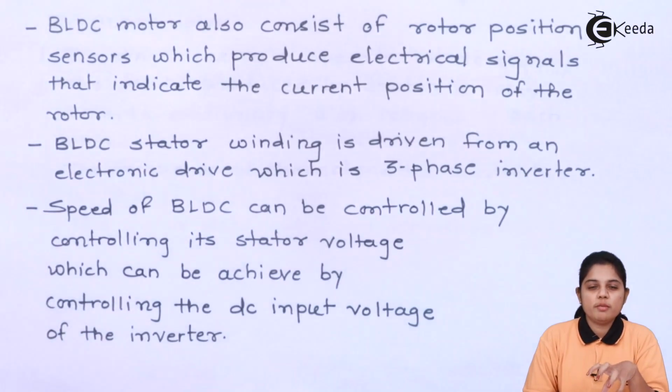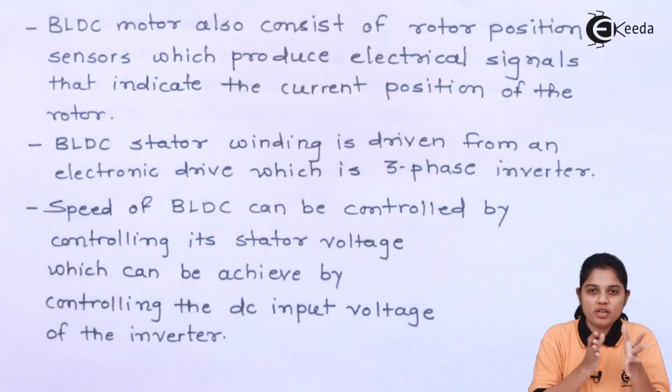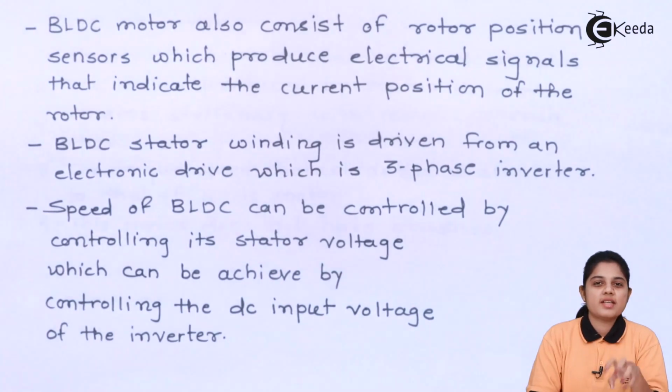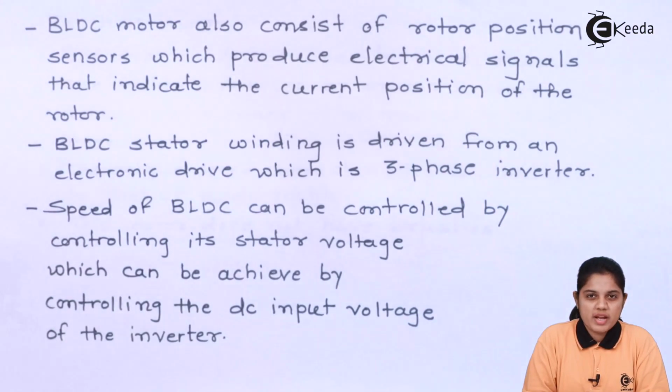The controlling part is done using the inverter, where inverters are designed using different types of the thyristor family. Basically we use SCRs to build an inverter. This inverter is used to control the voltage across the stator. If you control the voltage across the stator, the current will be controlled, and due to controlling the current, the rotation of the rotor will be controlled.